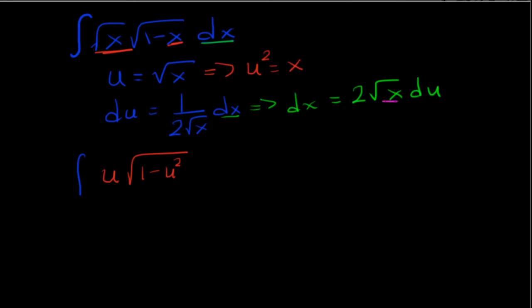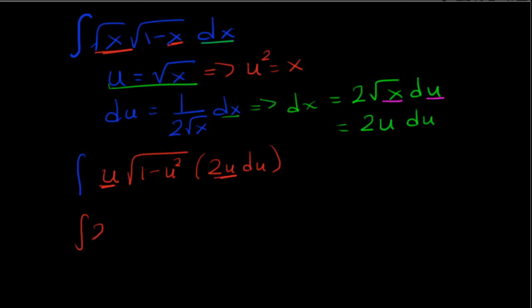And notice that this is in terms of x, this is in terms of u. So I'm going to replace the square root of x with u. And that comes from over here. So dx is going to be 2u du. Okay, and now I'm going to multiply. So the u times 2u will give me 2u squared, and then square root 1 minus u squared du.